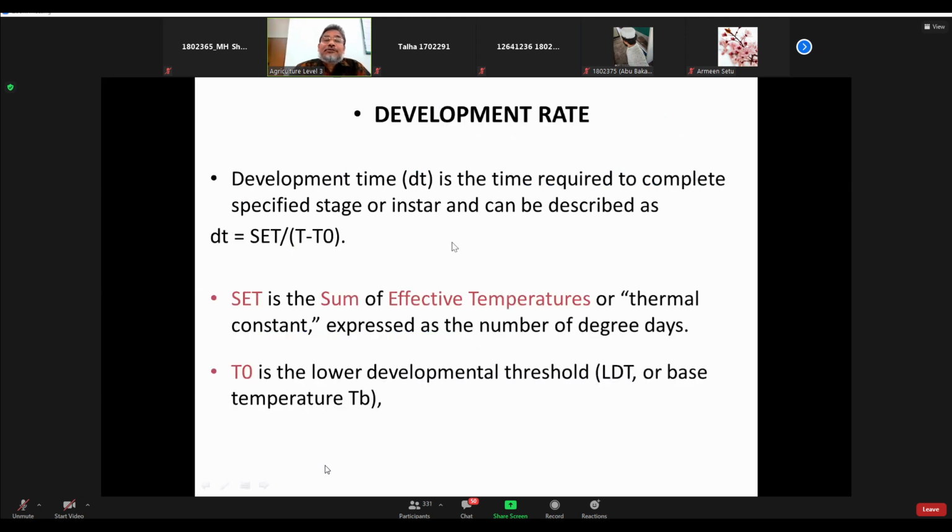So now coming to the term developmental rate. I told you the developmental rate will be higher when the temperature is higher. When the temperature is low, the developmental rate will be low. So simple things. It is the rate of development, and it depends on the metabolic activity. The metabolism, or metabolic activity, will be higher when the temperature is high.